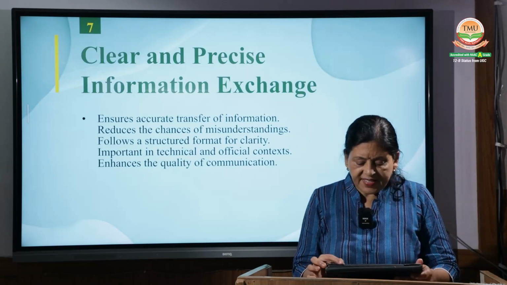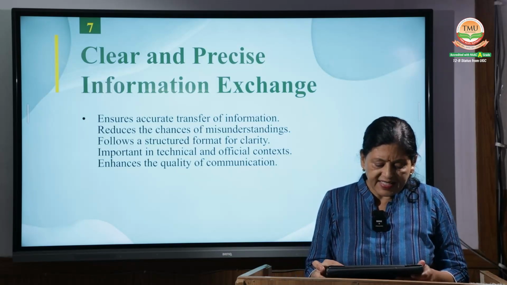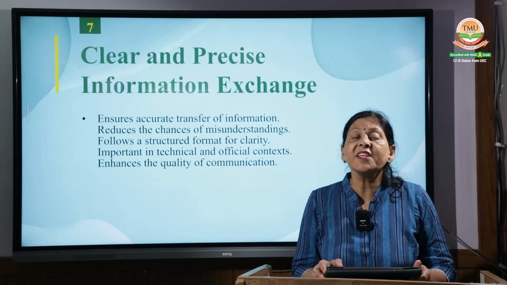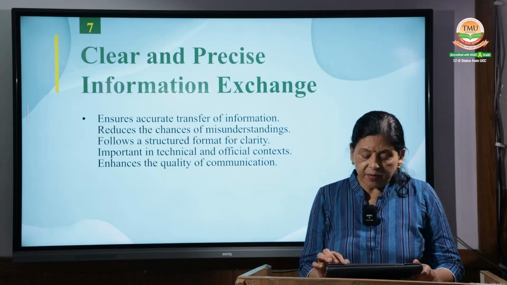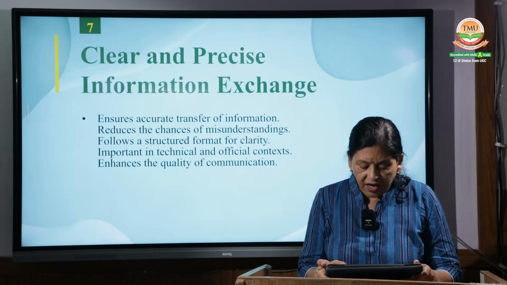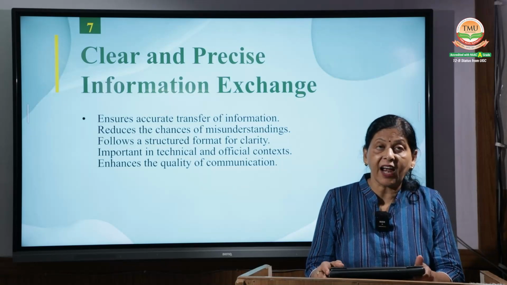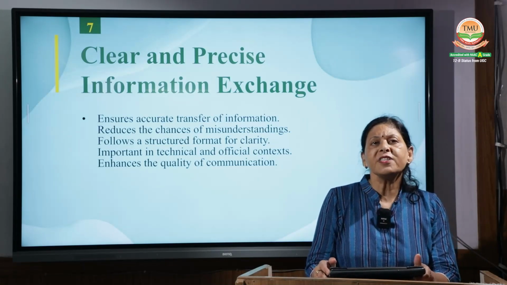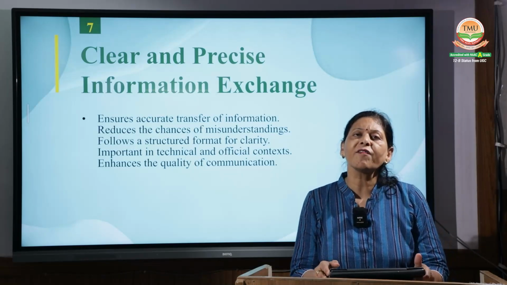Now, clear and precise information exchange. Clear and precise information ensures accurate transfer of information. It means that the information transferred among people has to be accurate. For example, if I told you earlier that I want 3000 pieces or I want 5000 pieces, meaning please send me 3000 to 5000 pieces.